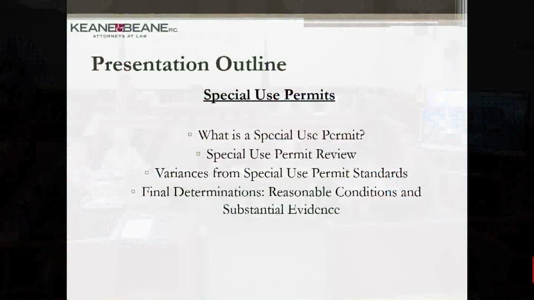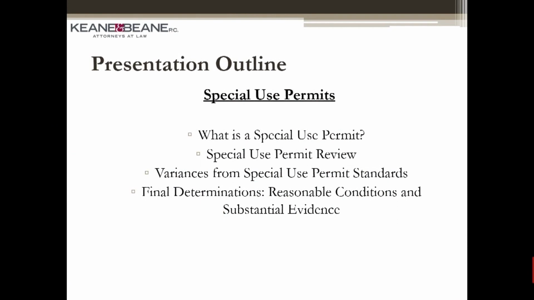As I just mentioned, I've got the PowerPoint presentation up on both screens if you want to follow along. So for a special use permit, we're going to cover what it is, the procedures for reviewing a special use permit, what happens when someone needs a variance from a special use permit standard, and what to be considering in your final determinations, both reasonable conditions of the special permit and the concept of substantial evidence.